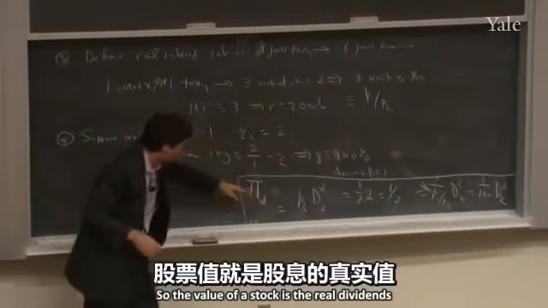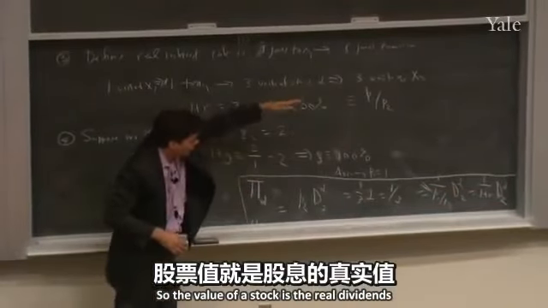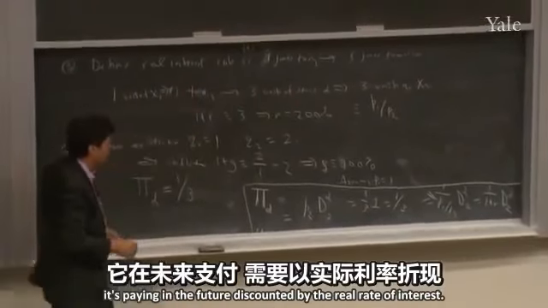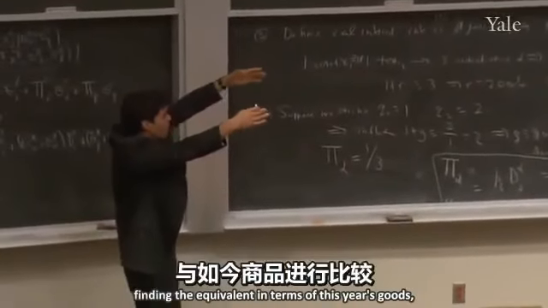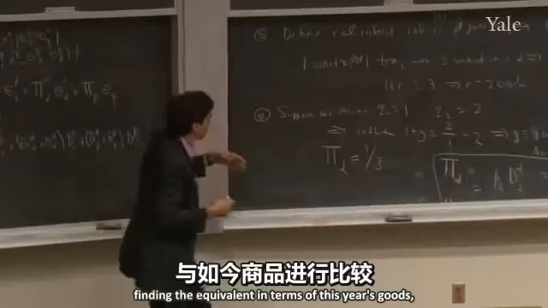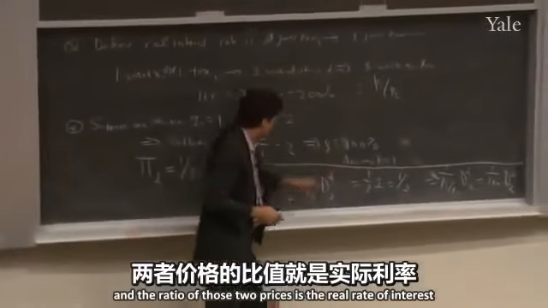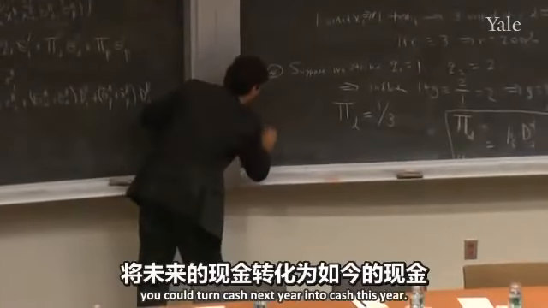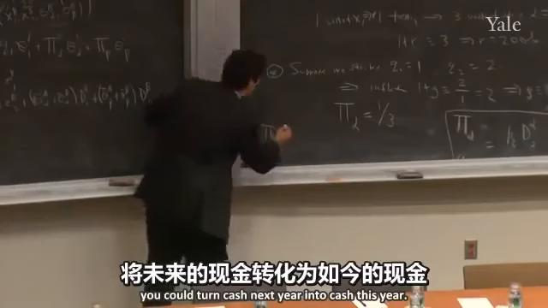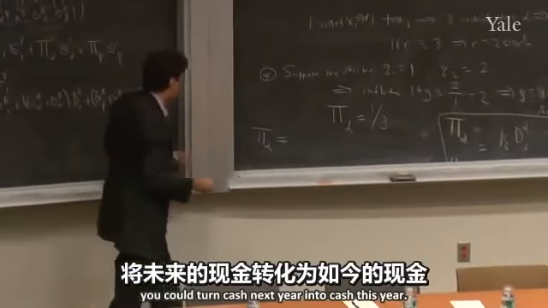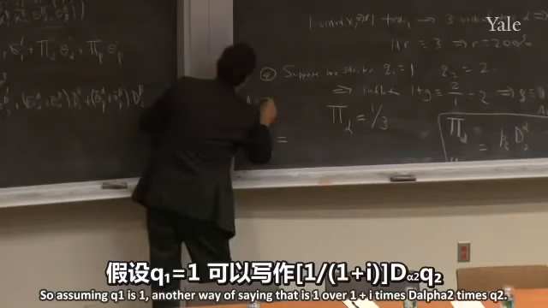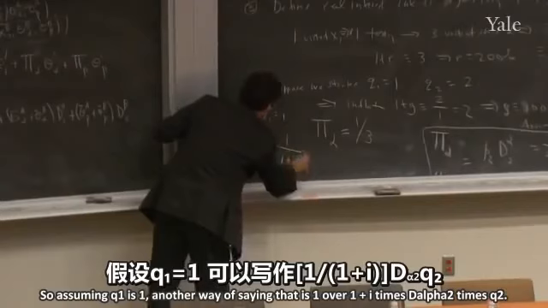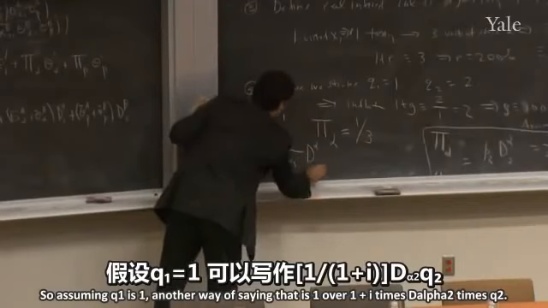So the value of a stock is the real dividends it's paying in the future discounted by the real rate of interest. You're turning tomorrow's, next year's goods, finding the equivalent in terms of this year's goods. And the ratio of those two prices is the real rate of interest. And so that's how you would get it. So another way of saying the same thing is you could turn cash next year into cash this year. So assuming Q1 is 1, another way of saying that is 1 over 1 plus I times d alpha 2 times Q2.